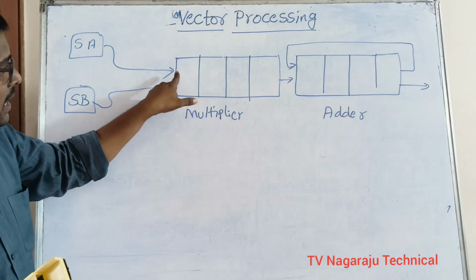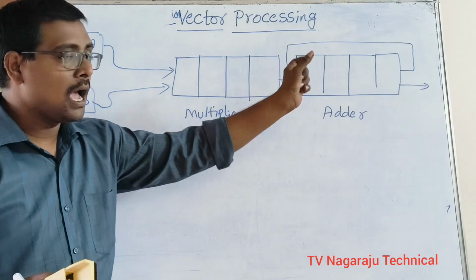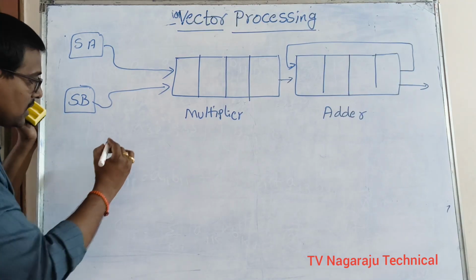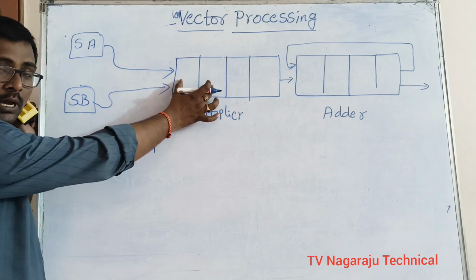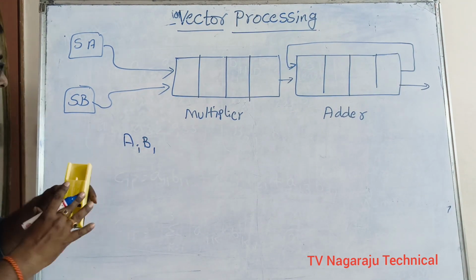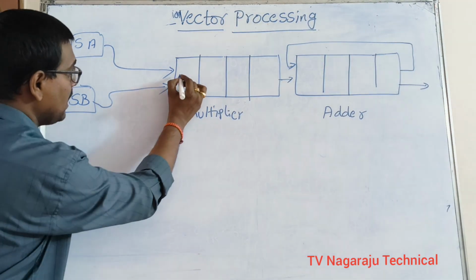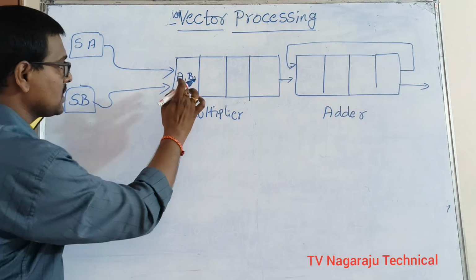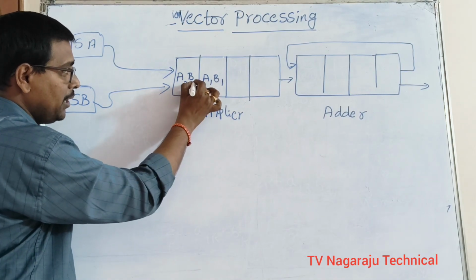Initially, all the segments are initialized with the value 0. In one clock cycle, one pair AiBi is moved into the segment and the multiplication operation is performed for one clock cycle. Now, if you understand carefully, in the first clock cycle, the pair A1 B1 is entered. In the second clock cycle, A1 B1 is moved to the next segment and A2 B2 is entered.